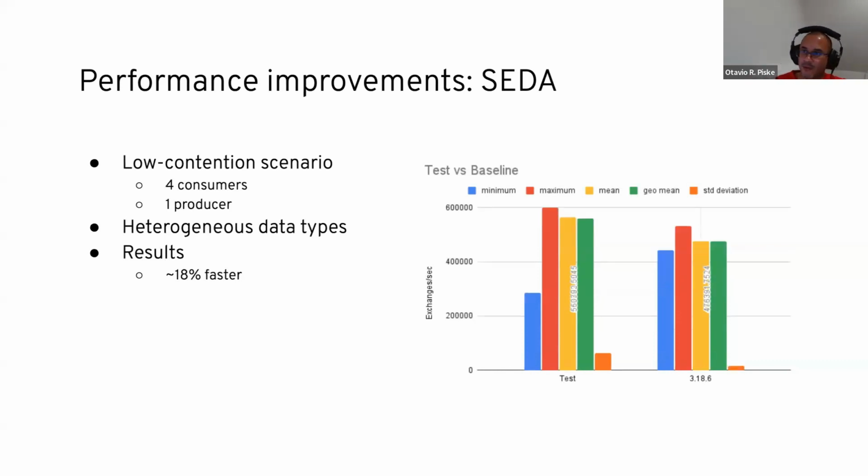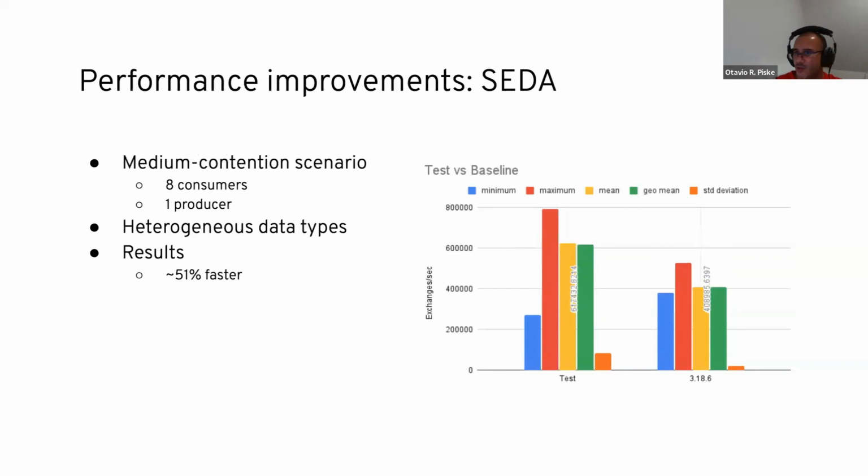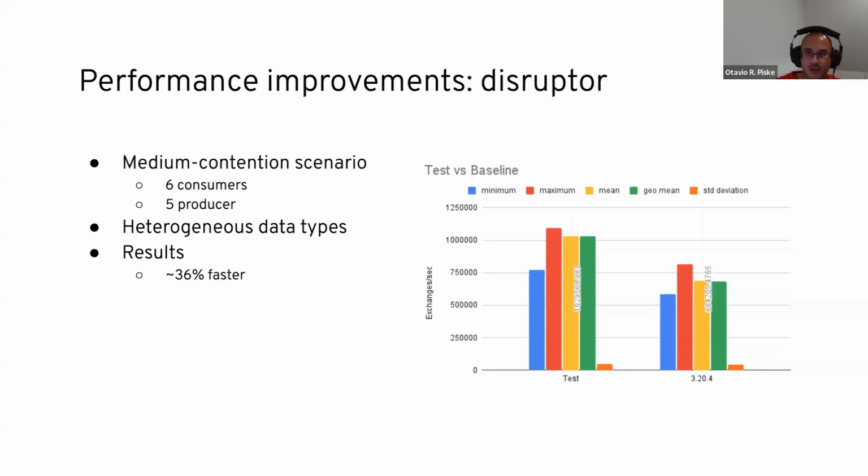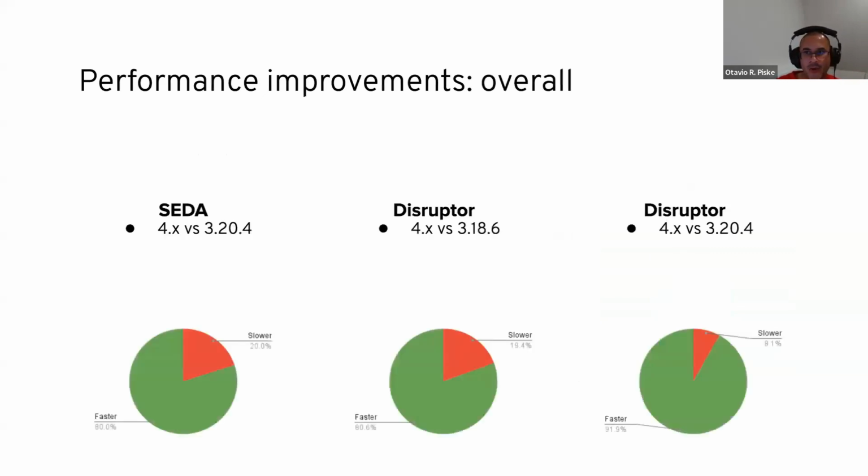On the same line, with 4 consumers, 1 producer, we have identified about 18% faster results with Camel 4 than with Camel 3.18. And this goes on and on in various other scenarios, including for disruptor in additional configurations. All in all, when we look at our library of performance tests, and we have hundreds of those, I noted that when compared with Camel 3.20.4 using the SEDA components, Camel 4 was faster 80% of the time.